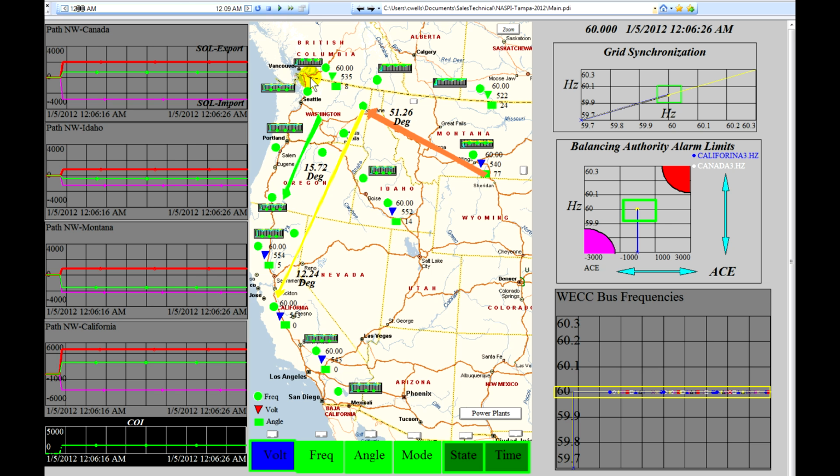First thing we'll observe is that we have high voltages at several of the buses in the system. Recall that the blue represents high, red is low, and green is within acceptable ranges. We'll start now and play the system in real time.